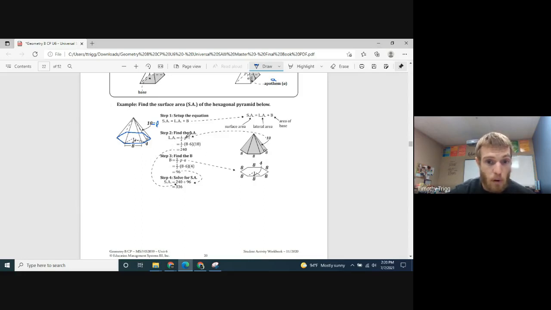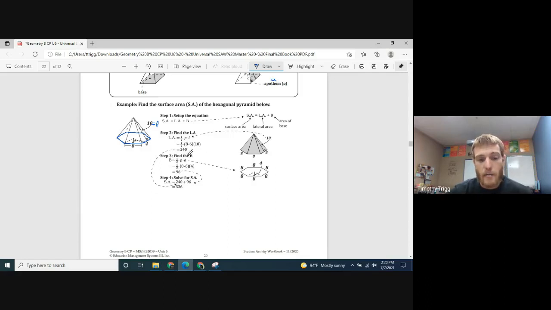So that's why the perimeter for this one, they say 8 times 6, because each side along the base is an 8, and there's 6 sides along the base. And the L, the slant length, so when they say 1/2 P times L, that's 1/2 P is 8 times 6, L is 10. So that's where they got this 240 from.